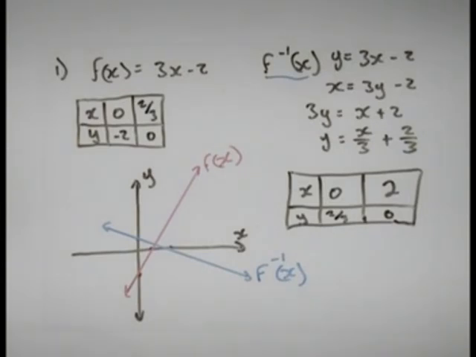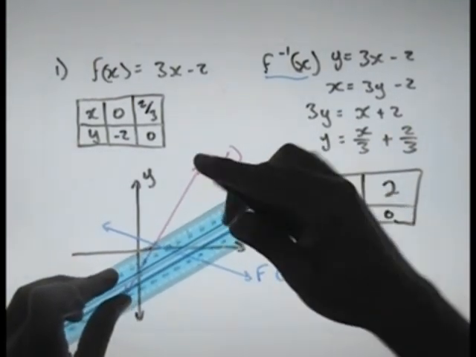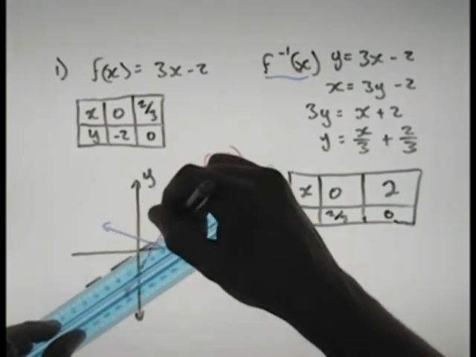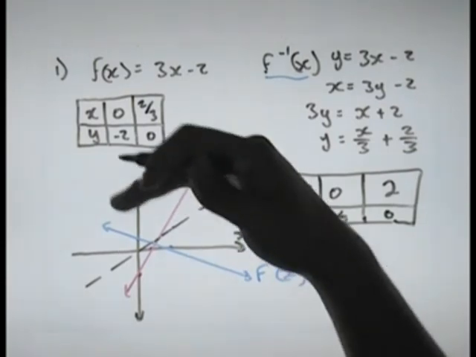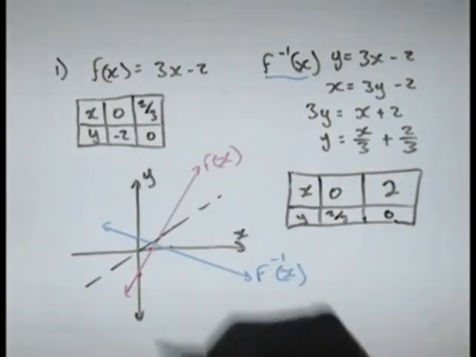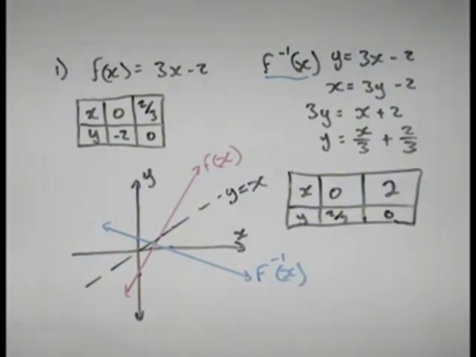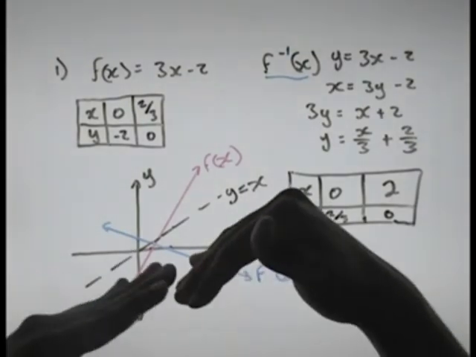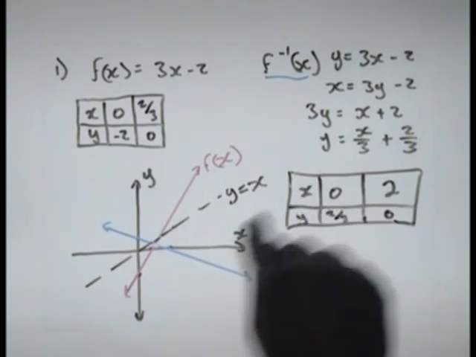A very, very important thing: firstly, my graphs are never accurate, but if I draw in the line y is equal to x through the origin, well, y is equal to x always goes through the origin, my graphs are flipped around the line y is equal to x. Obviously, like I say, I haven't drawn it very accurately. It should be a little bit higher, and that point of intersection should fall on that line.